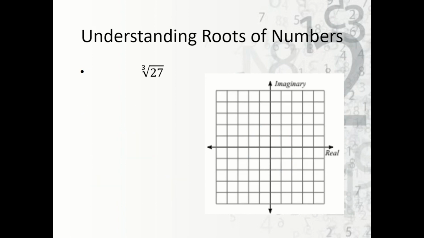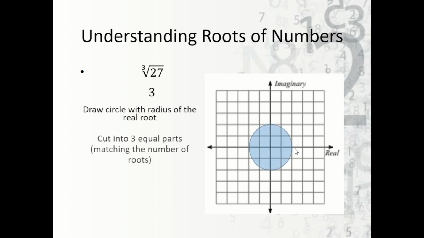Now what about this one? Cube root of 27. Well, I should notice that the cube root of 27 is 3, right? That's my real root because 3 times 3 times 3 is 27. So again, draw my circle with the radius of 3, and then I cut it into 3 equal parts. So if I take 360 and divide it by 3, I get 120. So I do it every 120 degrees. So here's one, here's another one, and then another 120 degrees is here.